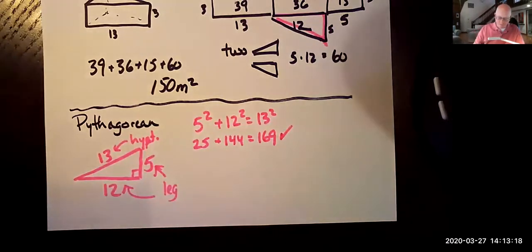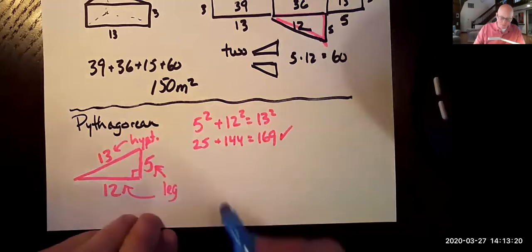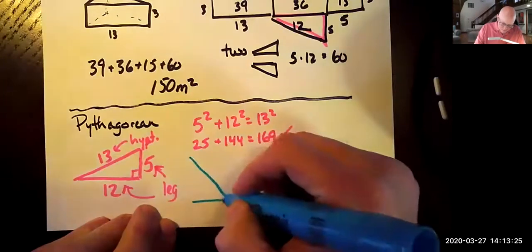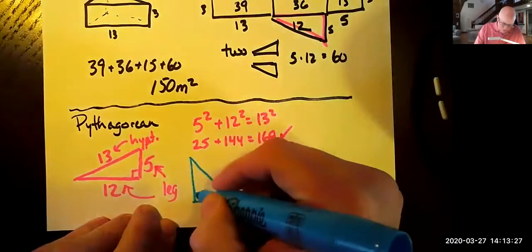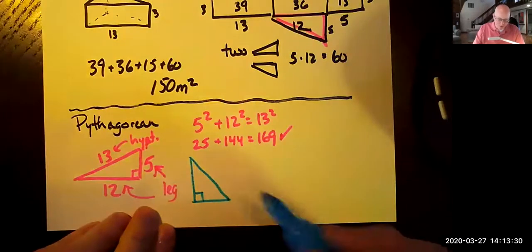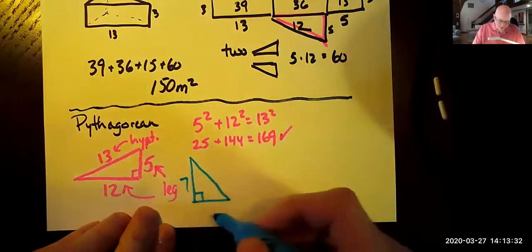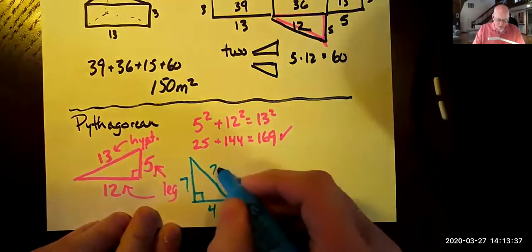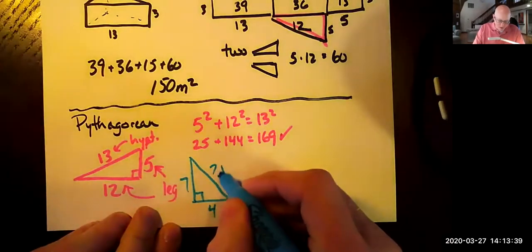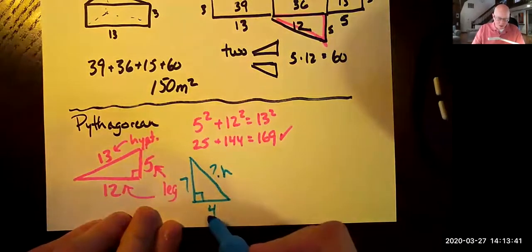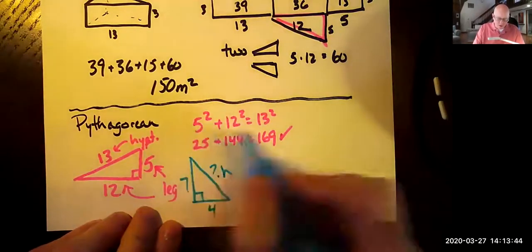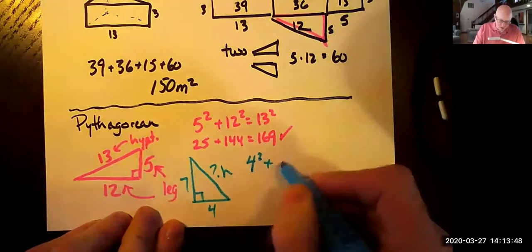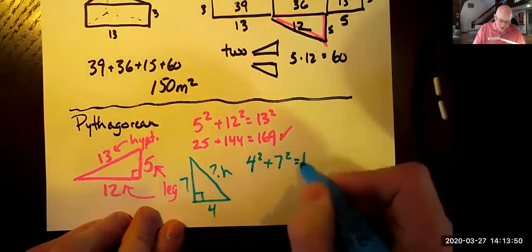Let's try another one quickly. Let's say we had, this will not work out beautifully. Let's say we have, I don't know, 7 and 4. And we want to know what the hypotenuse is. We'll call that h. So we would take the two legs squared, just like we did here, and make them equal to h squared. So 4 squared plus 7 squared equals h squared.